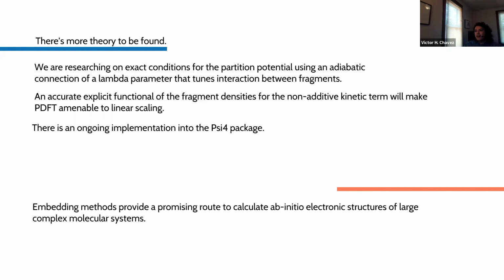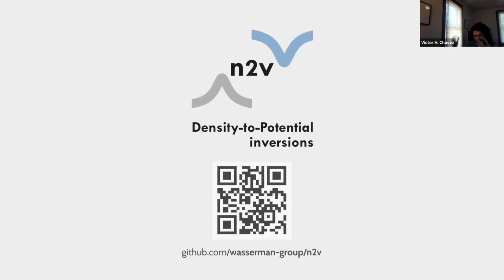And before I finish, one of the main things that I've been doing lately are open source implementations, so that people can use the software. We are currently writing the manuscript for this code, which is N2V, which lets you do density to potential inversions. This is a Python code that mainly works with Psi4 and the Python wrapper, but we're also writing something that would allow you to use it as long as you have any Python capabilities. This is done in atomic orbital basis sets.